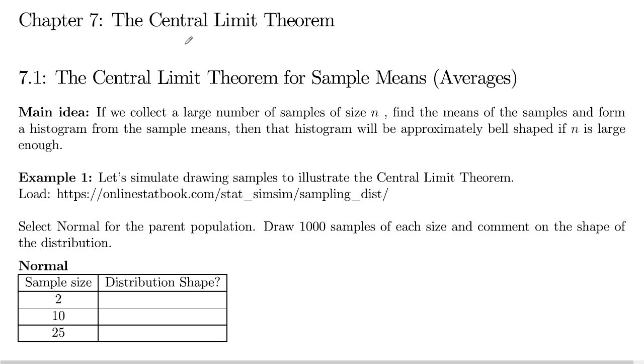In Chapter 7 here, we're going to talk about something called the central limit theorem. The main idea of the central limit theorem is that if we collect a large number of samples of the same size, and then find the means of those samples, and form a histogram from the sample means, then that histogram is going to be approximately bell-shaped if n is large enough. So if the sample size is large enough.